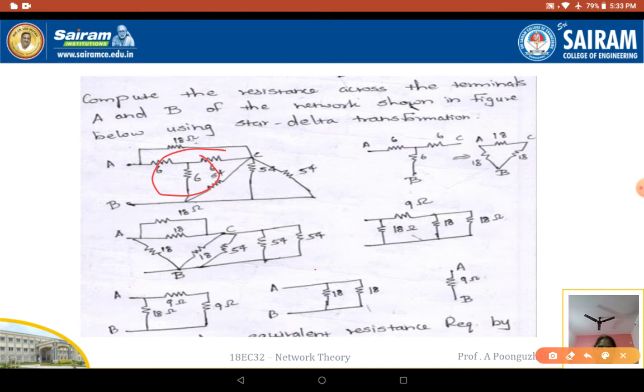Now these two are going to be in parallel. Parallel means it is going to be 9 ohms there. So now I want the resistance across AB. So these two resistances are going to be in series, that is 18 ohms. So if I find out the equivalent resistance, it is nothing but 9 ohms there.